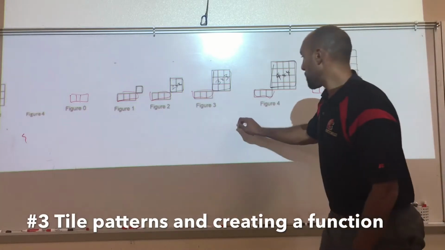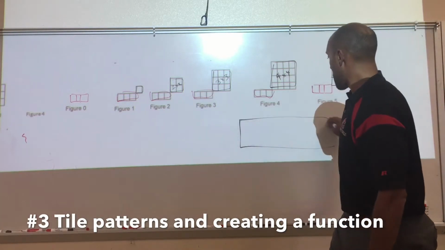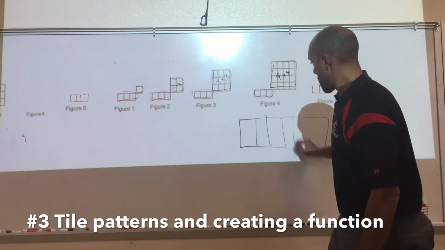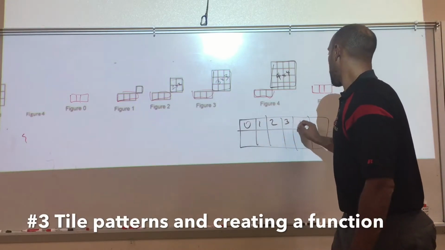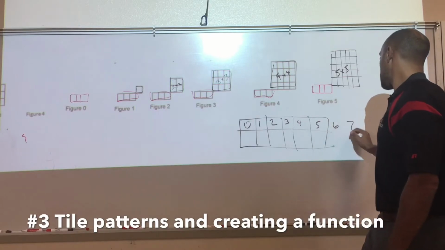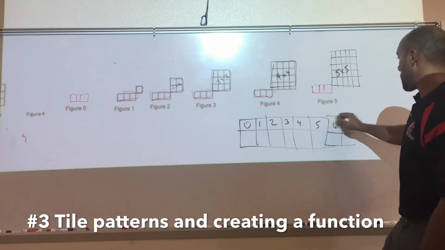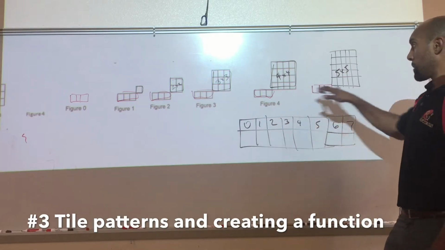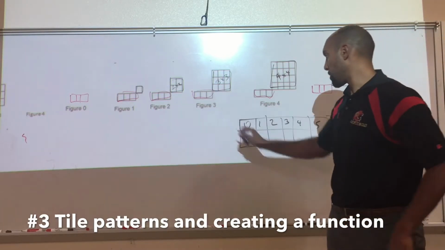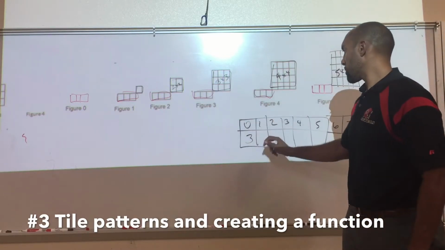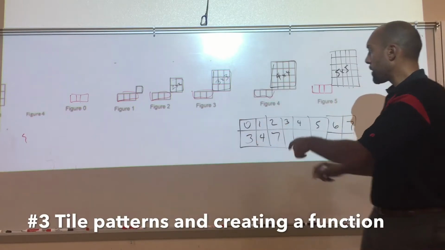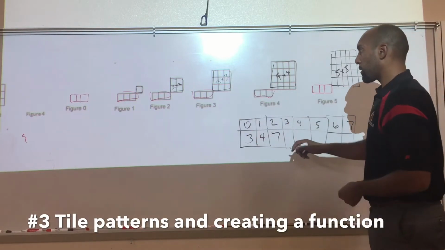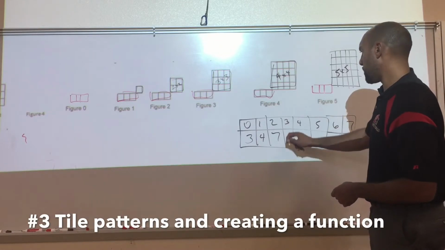Okay, so let's make our table. So 1, 2, 3, 4, 5, and let's go to 6 and 7, just because we want to go a little bit further than the actual how many figures we have. So 0, we're starting with 3. Okay, 1, we're going to 4. 2, we counted out, we have 7. And then for 3, we counted out, we have, let's see, 12.